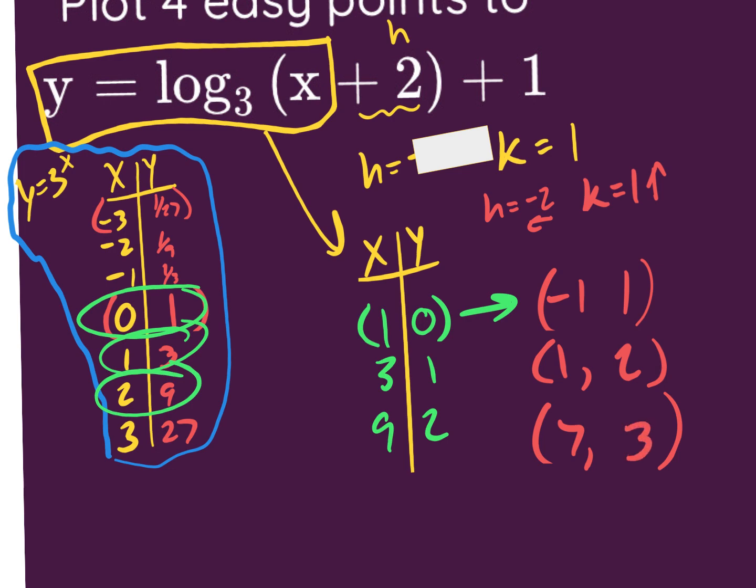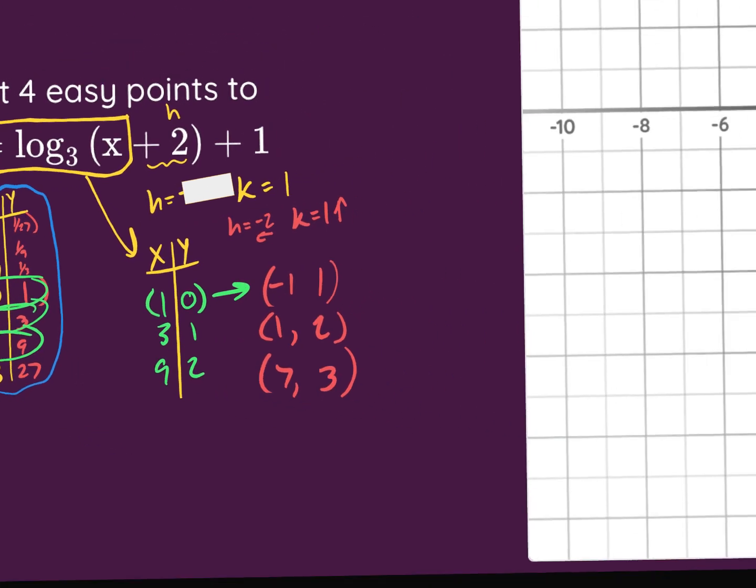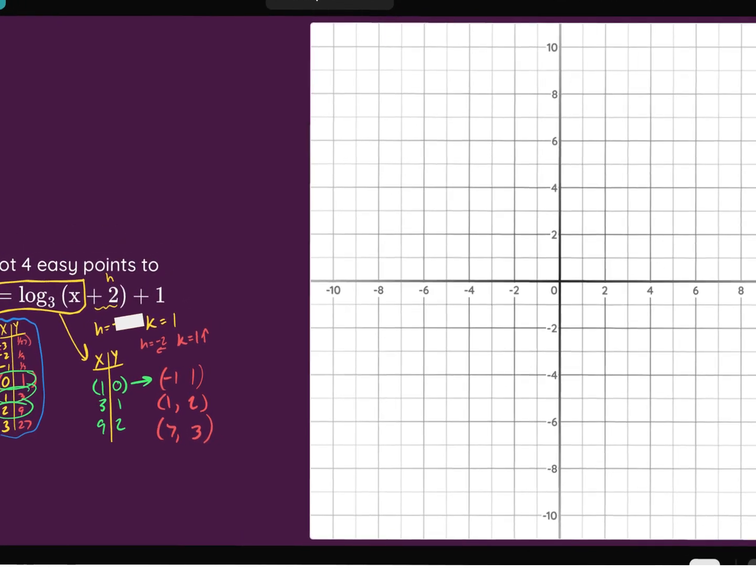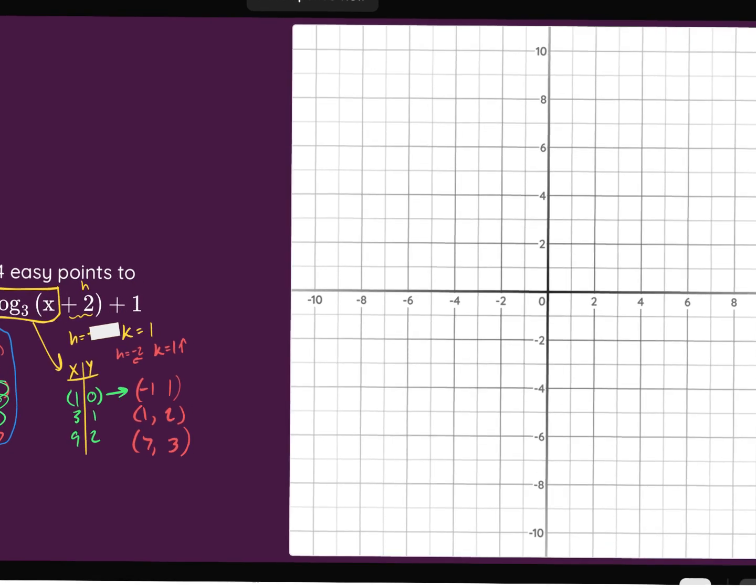And ladies and gentlemen, those are coordinates, and you need to put 3 easy points. Well, right here it says 4, but it should be 3, because the other ones will be fractions and you won't be able to get them. So anyways, let's plot those points. Negative 1, positive 1, that's right here. And we go to 1, 2, that's right here. Then we have 7, 3, that's right here.